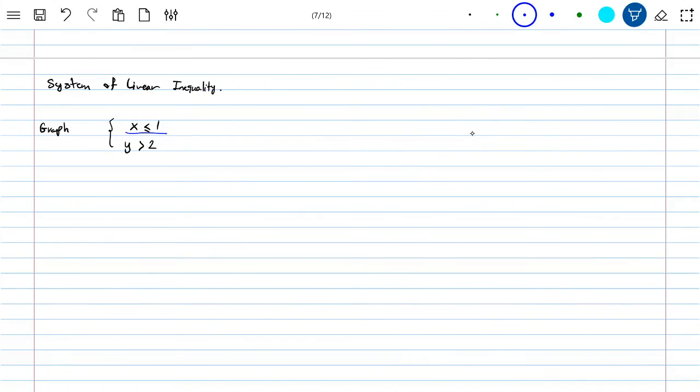First, x less than or equal to 1 and y greater than 2. Let's graph each one. What is x less than or equal to 1? Assuming this is 2 variables, it's not 1 variable. So I still have the x and y axis. Can you draw x equal to 1? X equal to 1 in 2 dimensions. This is 1. X equal to 1 was a vertical line. So this is the vertical line, x equal to 1.